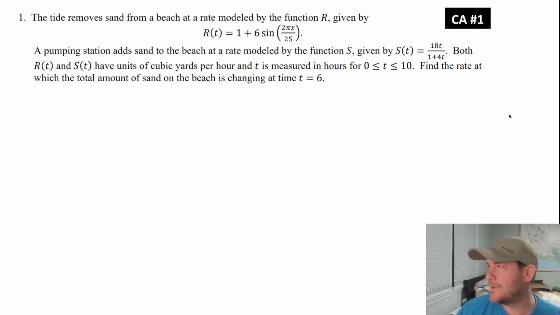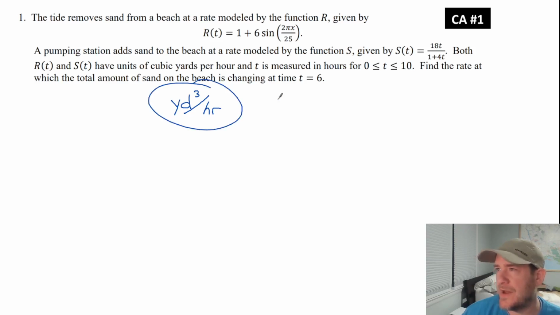Number one was this question about the beach, where there are two opposing functions. The first function R models how the tide is taking sand away, so R is removing. And then S is how a pumping station is trying to add sand back onto the beach to fight the erosion. Both R and S have units of cubic yards per hour. Cubic yards is just yards with a little 3 on it, so the units would look like that.